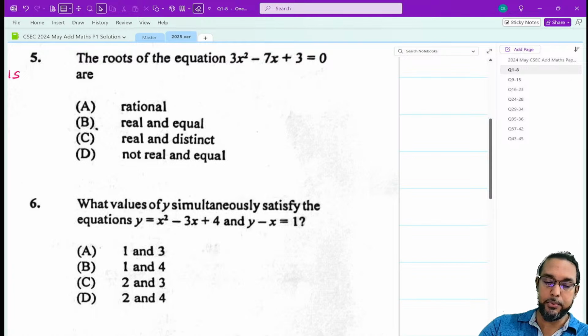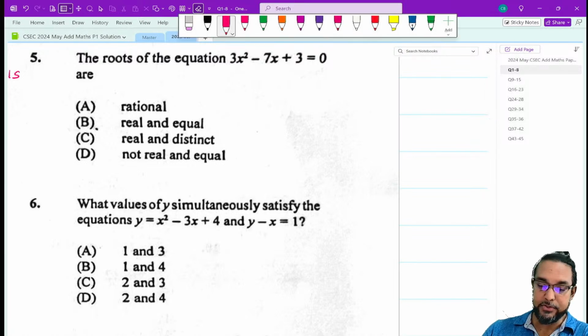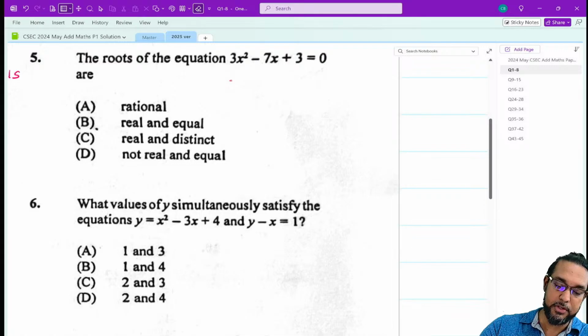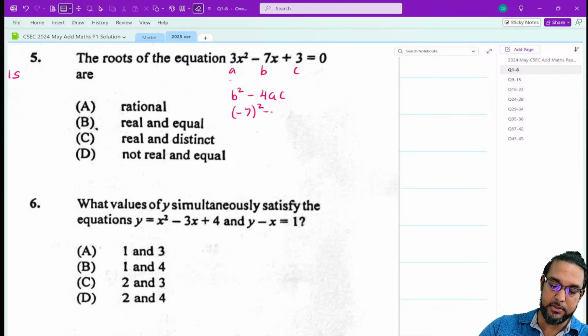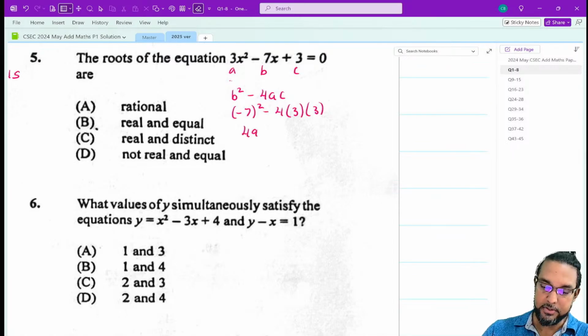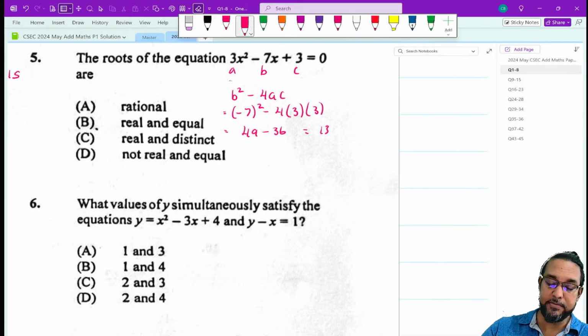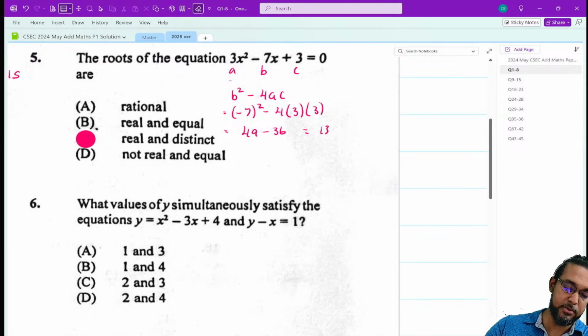Alright, the roots of this equation are, so what they're asking you here is to use the discriminant to describe the nature of the roots. The discriminant is given in terms of A, B, and C, right? So b squared minus 4ac. So b squared is minus 7 squared, minus 4 by 3 by 3. Minus 7 squared is positive 49. 3 by 3 is 9, 9 by 4 is 36, and 49 minus 36 rather. Right, my apologies, it's 13, which is positive. And when you have a positive value for the discriminant, you have real and distinct roots.